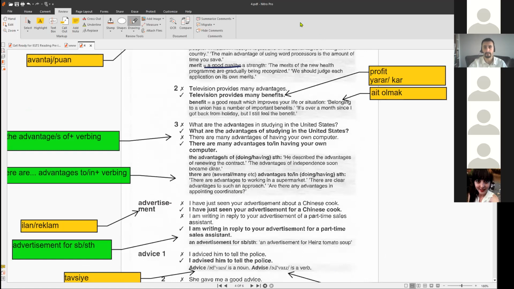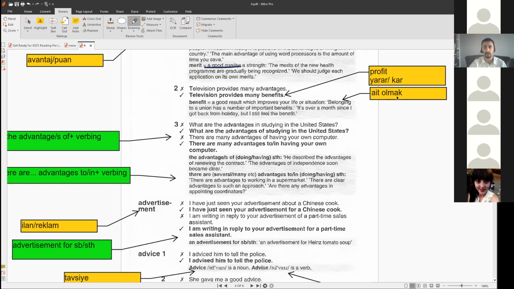Next one, advantage number 2, please. Who's ready for this? Yes, please. Television provides many advantages. Television provides many benefits. Yes, the meaning of benefit is profit, or in Turkish, yarar or kar. So the difference between, again, advantage and benefit. Advantage, we say there is a difference in the quality of life, which we feel in real life. But benefit or profit is something that is a good result, which improves your life or situation.